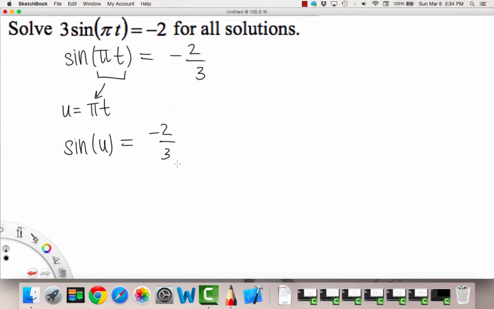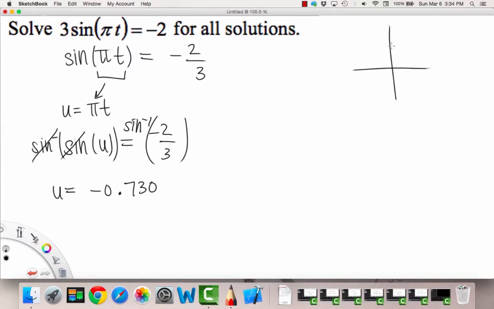Okay, so this thing, that's not a familiar value that we know on our unit circle. So what we're going to do is inverse sine both sides. Okay, so if we inverse sine the left side, we have to inverse sine the right side, which means we're going to need our calculator for this. So u is equal to, when we plug that in, inverse sine of negative 2 over 3, we're going to get an answer of negative 0.730. Okay, and so if we look on our unit circle, negative means in the clockwise direction, and 0.73 lies in quadrant number 4.